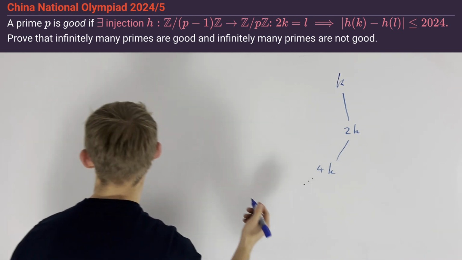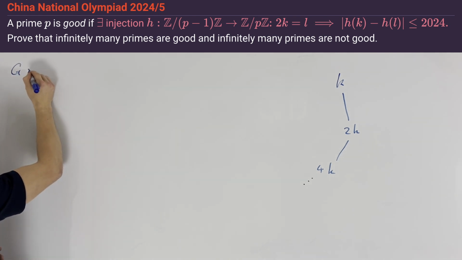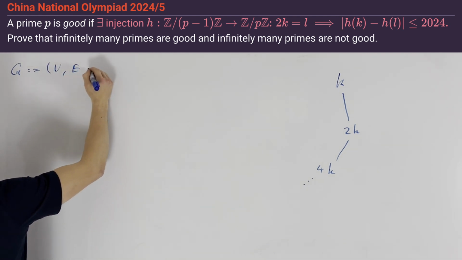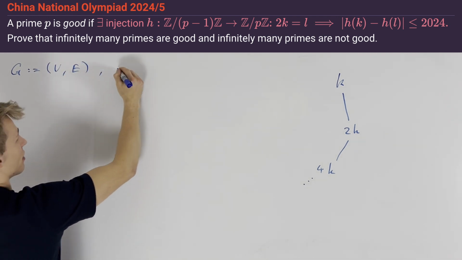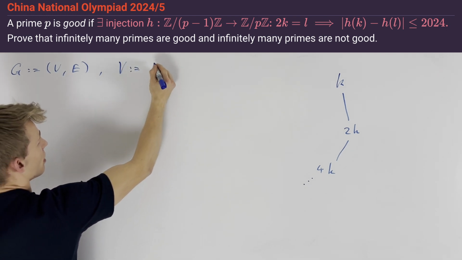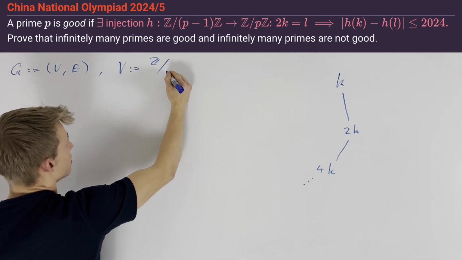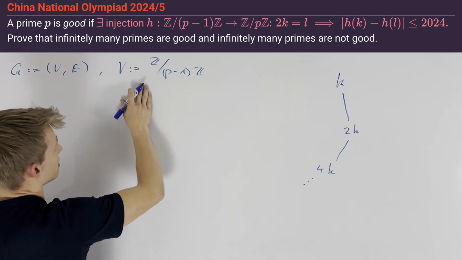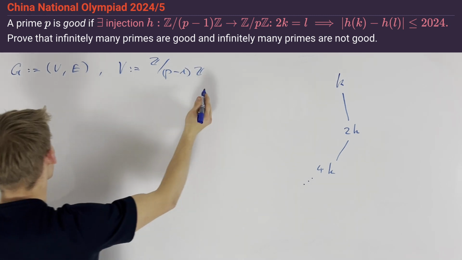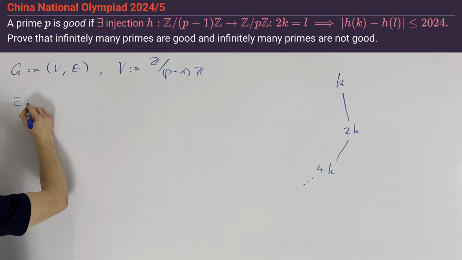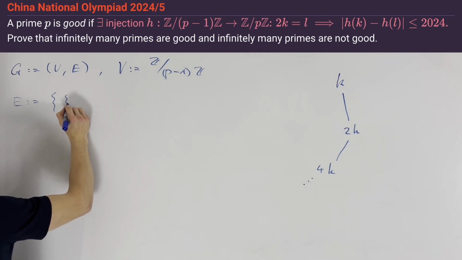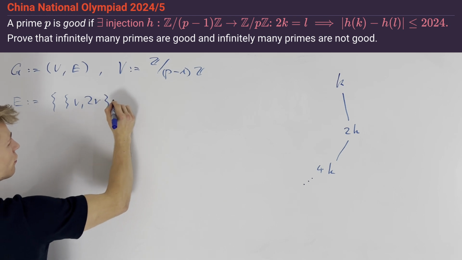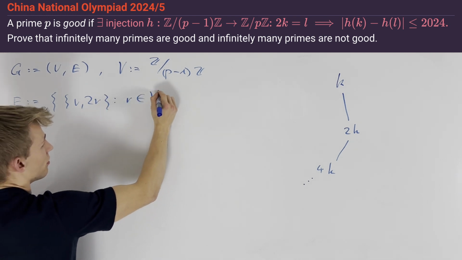To make it more precise, let's define G to be the graph with vertex set V and edge set E, and the vertex set V should be equal to the set of residue classes modulo p-1, so V is Z over (p-1)Z, and the edge set E is defined as the set consisting of all unordered sets {v, 2v}, v in V.